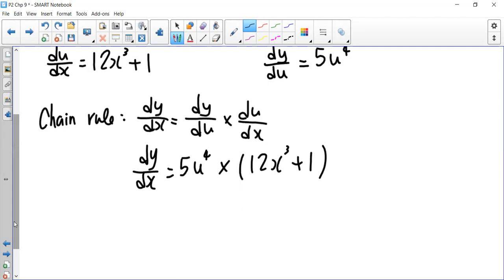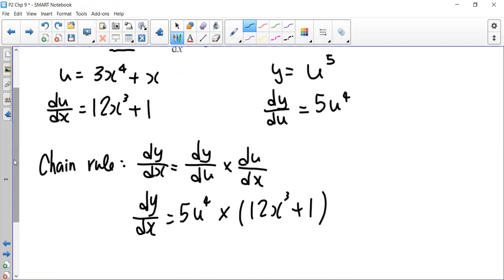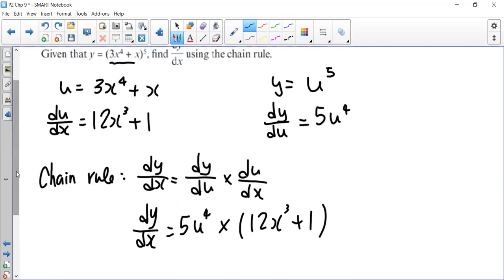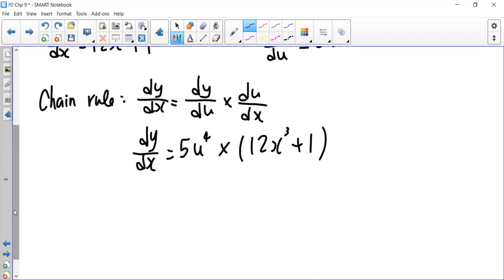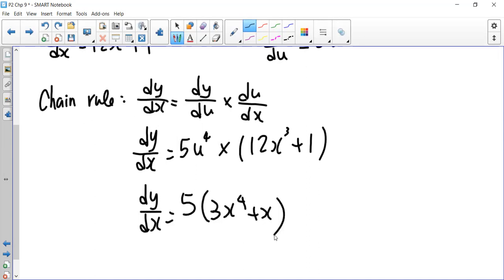We can't leave it like this because there's a u in there. It's not that I don't like u, don't be offended by that. It's just I prefer my x. So u equals 3x to the power 4 plus x, so I'm going to replace that. dy by dx equals 5 times u, which is 3x to the power 4 plus x, to the power of 4, times the bracket 12x cubed plus 1.